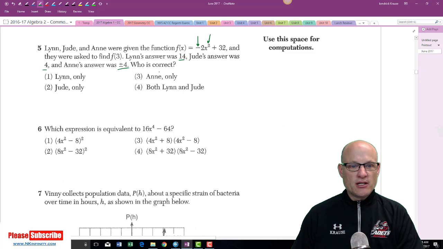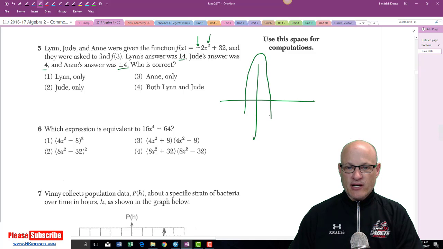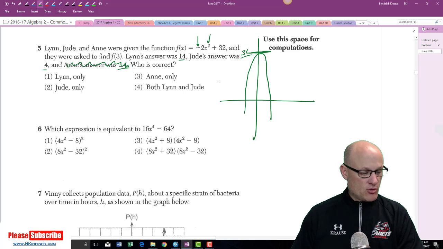That's interesting. Well, definitely not Ann. This is going to be a parabola that basically is just steep. And it goes like that. If you were to graph this on your calculator, it would pass to the point 32 up here. Now, it's definitely not Ann. So it's either going to be Lynn or Jude. And I'm going probably with Jude's answer. So I'm going with Jude only, 5. But I might be wrong. I might be Lynn. I don't even know. So let's check this out.